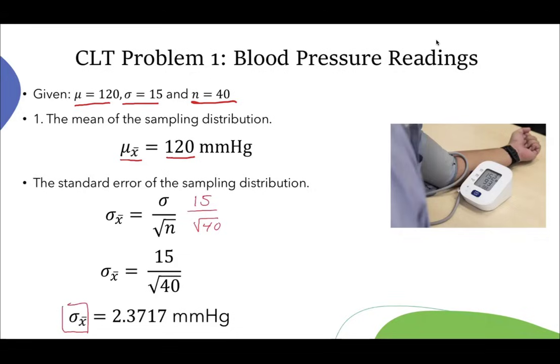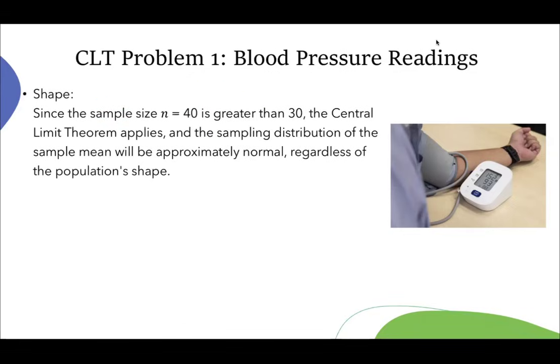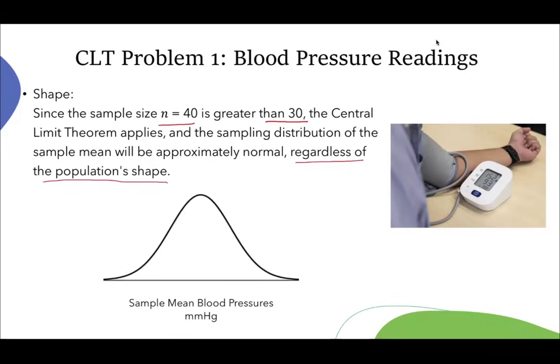And then now let's talk about the shape. We have an n that's greater than 30. And because of the central limit theorem, n equal 40 is greater than 30. The central limit theorem does apply, and the sampling distribution of the sample mean will be approximately normal, no matter what the population's shape was. Okay, so since this is the case, we have a normally shaped sampling distribution, we can answer probability questions based on this problem, this application.